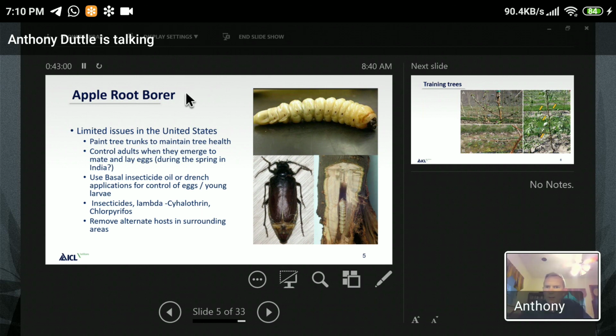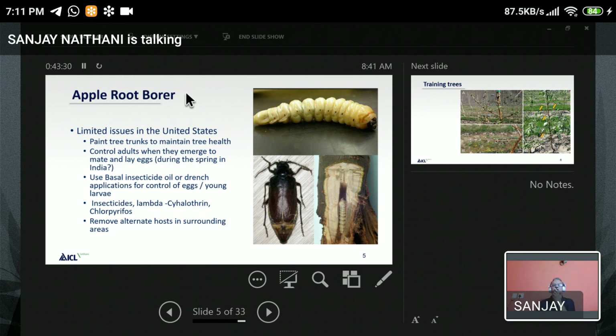Again, in the major production areas, the root borer isn't a substantial problem in the northeastern United States, in New York and Maine. They do have issues with a different species of root borer here. They have a longhorn beetle that is a root borer, and it's similar, but it's not quite as extensive in terms of the damage that we have here. It's a minor pest.